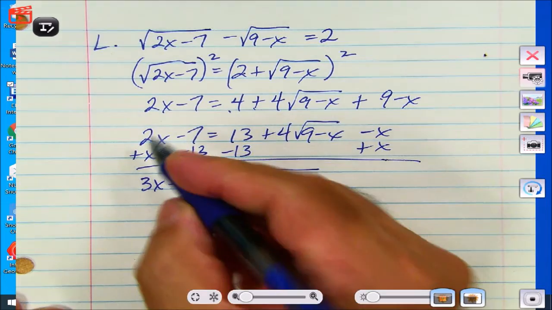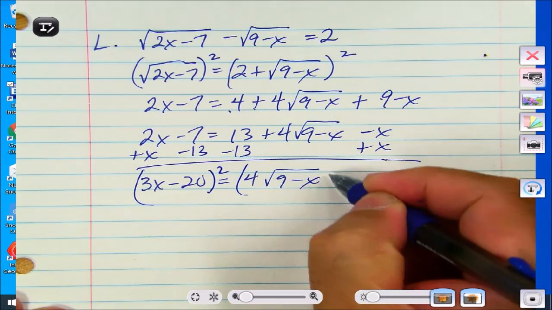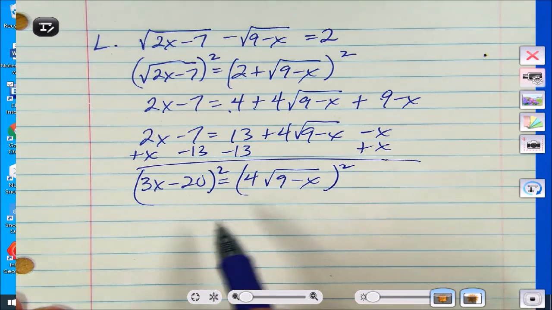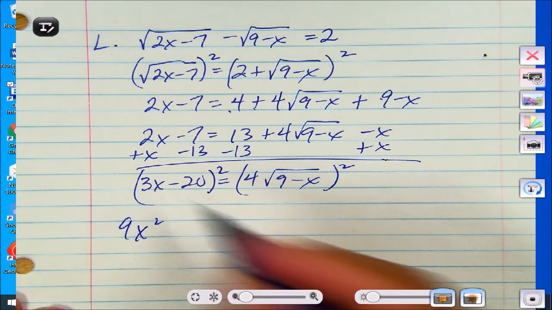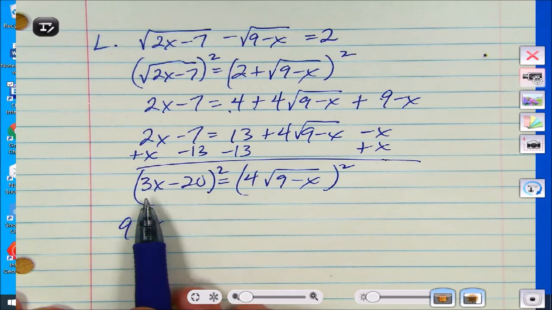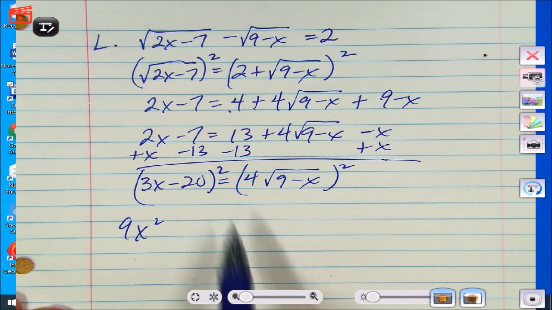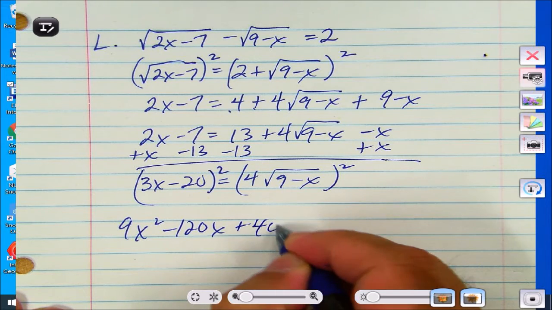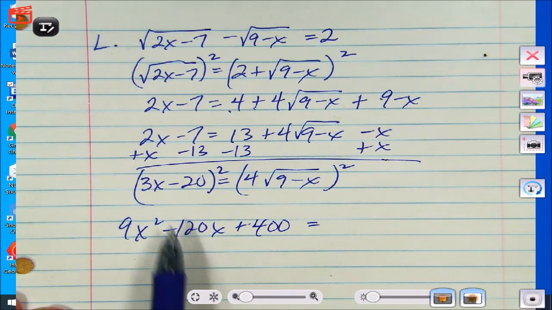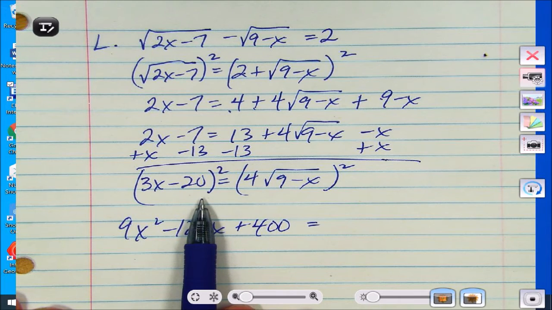Alright. Now I'm going to square both sides. Squaring that, I get 9x squared. So square the first term, multiply these two together, and then double it. So it's minus 120x. Wait, you said 400? What? I did 3 times 20, and then doubled it. 3 times 20 is 60. 60 times 2 is 120.